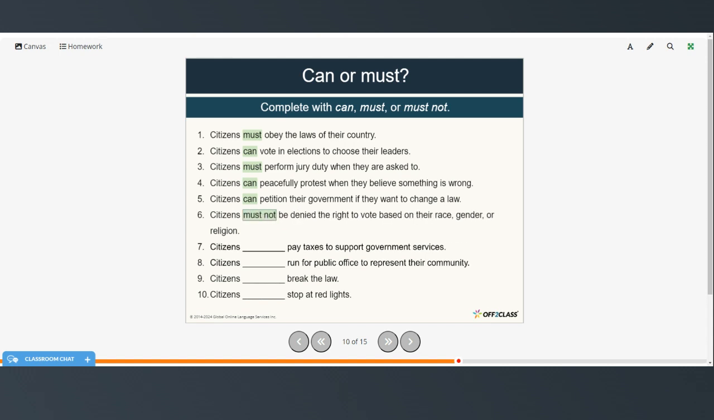Citizens must not be denied the right to vote based on their race, gender, or religion. Citizens must pay taxes to support government services. Citizens can run for public office to represent their community. Citizens must not break the law. And citizens must stop at red lights.